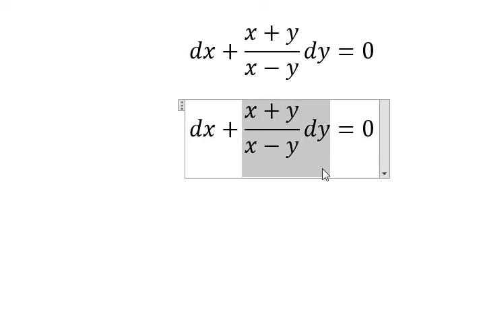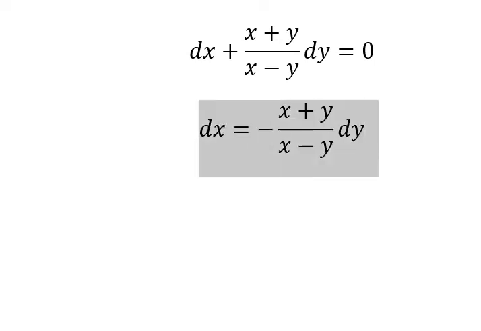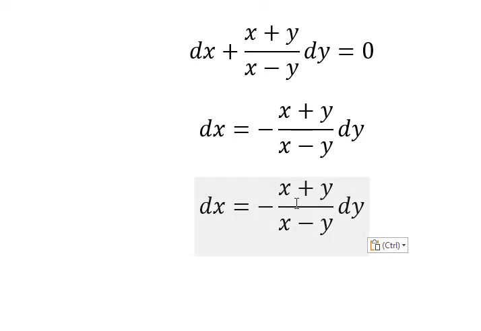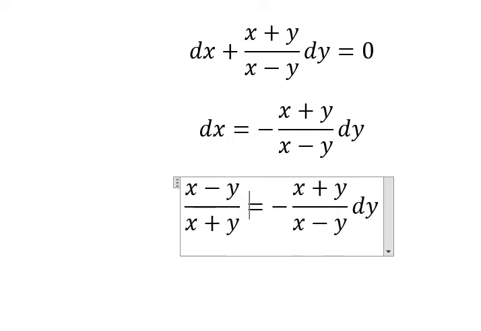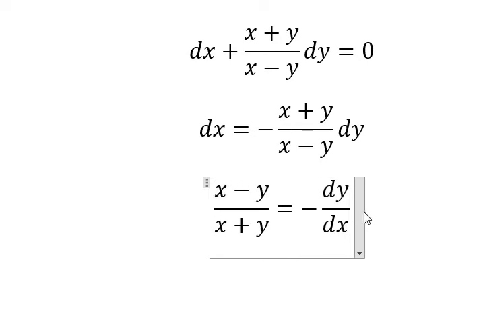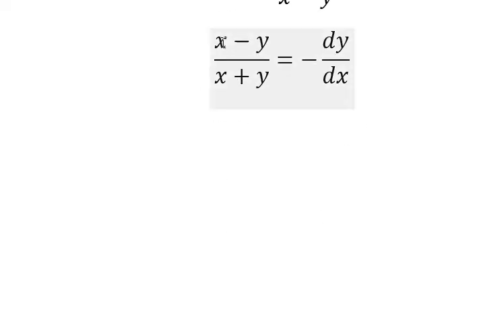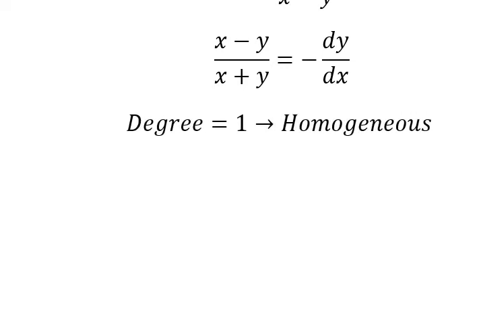I will put this one go to the right. Next, we divide both sides by this one and ds. Next, we have s, y, s, y. They are degree number 1. So this is about homogeneous.